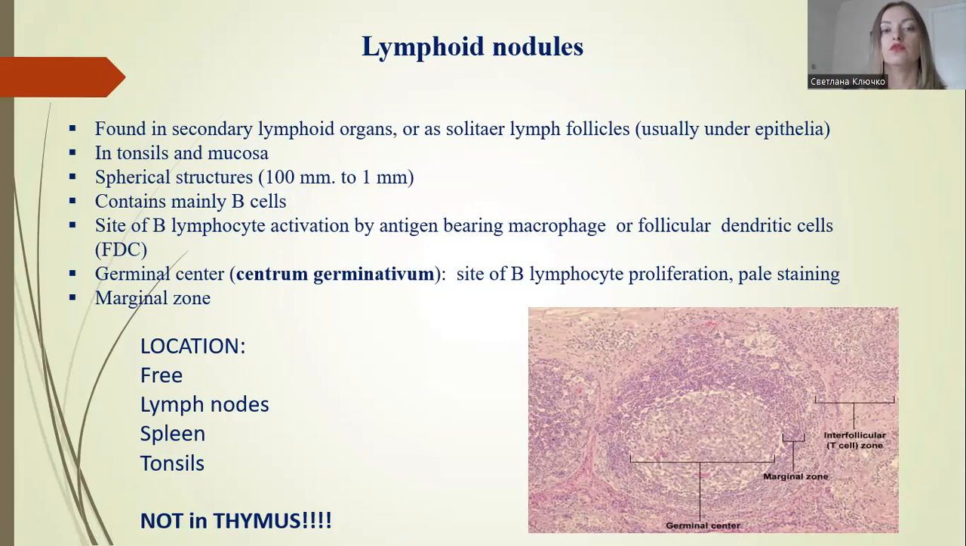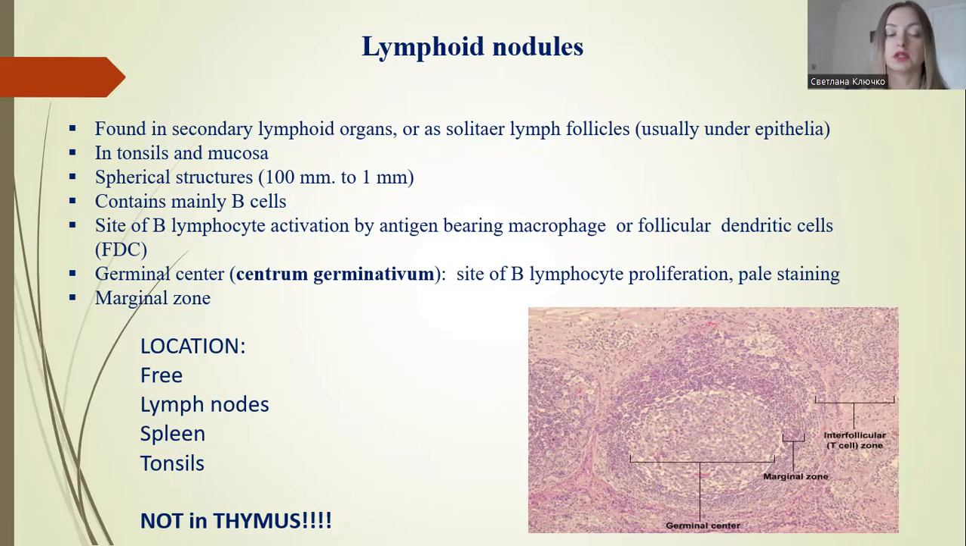Found lymphoid nodules found in secondary lymphoid organs or as solitary lymph follicles, usually under epithelia, in tonsils and mucosa, has spherical structures, contains mainly B cells. Remember that lymphoid nodules are B-dependent zone. Site of B lymphocytes activation by antigen-bearing macrophage or follicular dendritic cells.